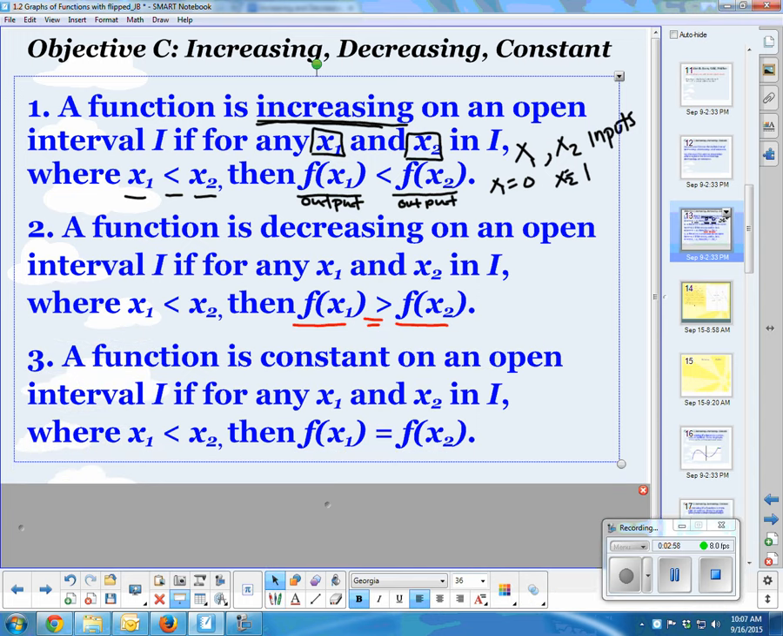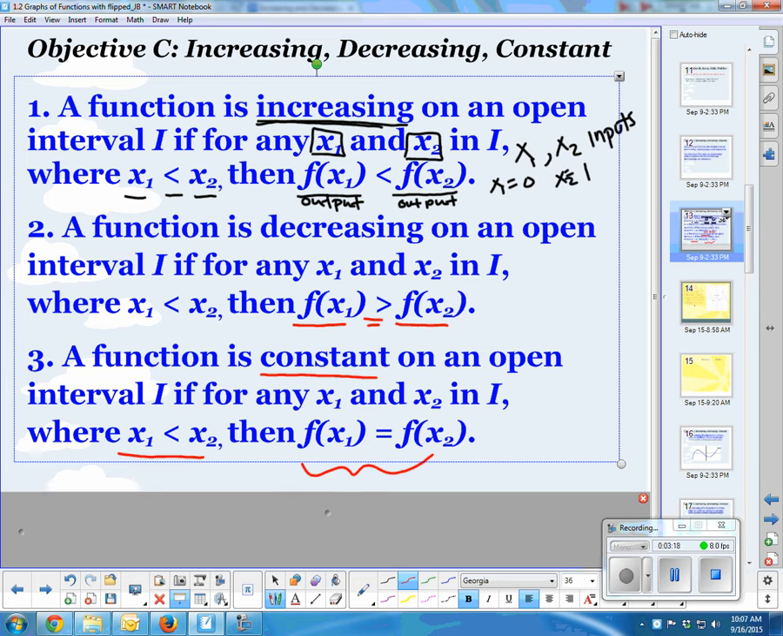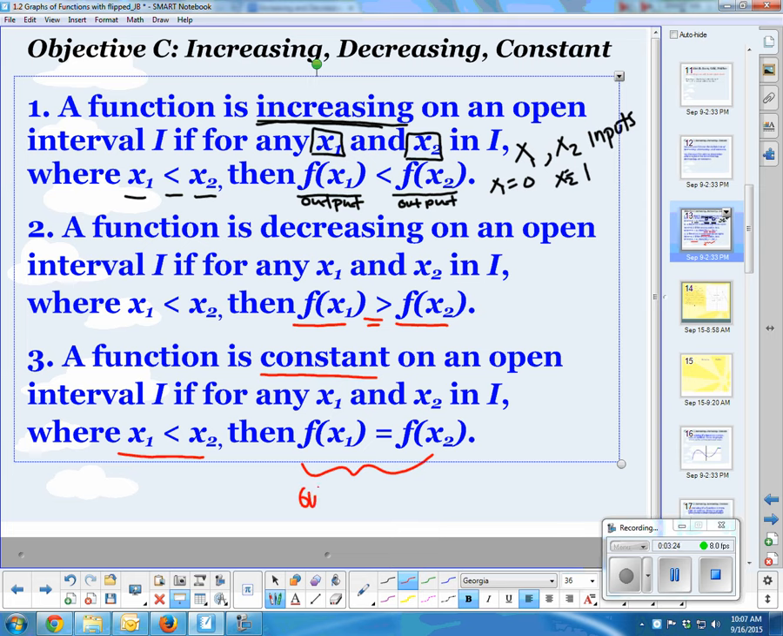And the third definition is a function is constant on an open interval I if for any x1 and x2 in I where x1 is less than x2, so these again are our inputs, I'm starting left on the number line, then f of x1 equals f of x2. So our outputs don't change. It's constant if our outputs stay the same.